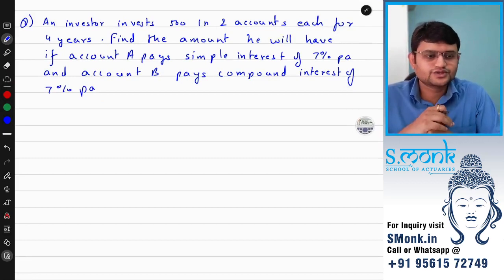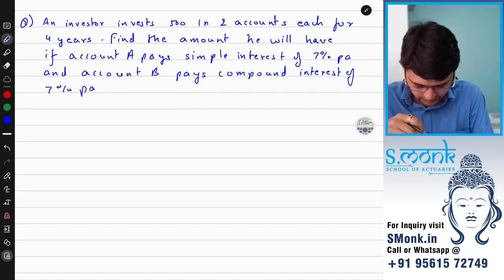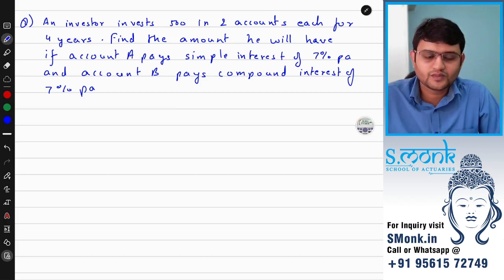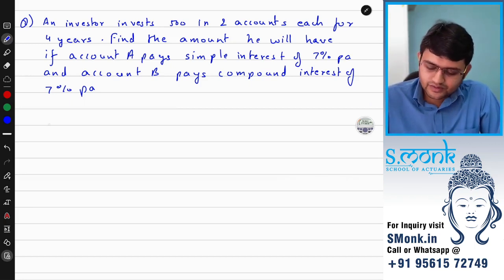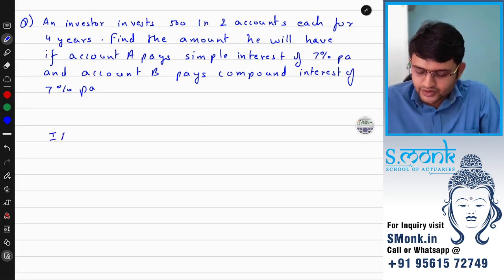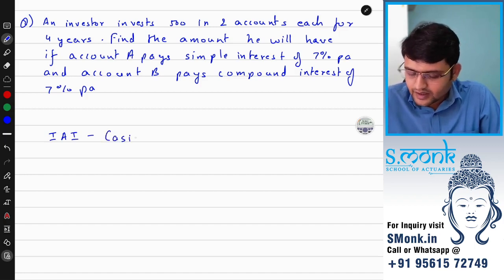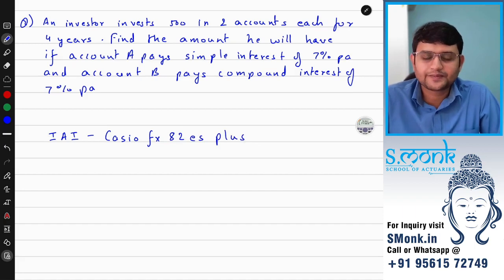Write down this question. Now we will require a scientific calculator for calculation. So if you are going to give the examination from IAI, that is the Institute of Actuaries of India, then I recommend you buy Casio FX 82 ES Plus. This is the calculator that you should buy.